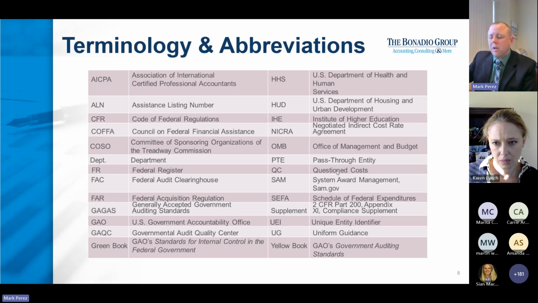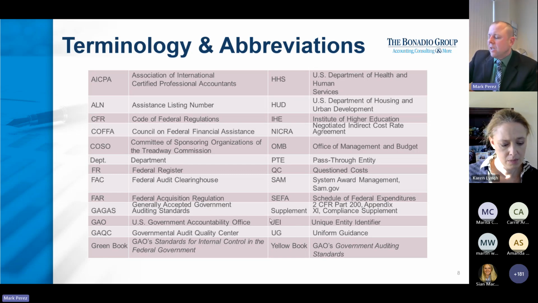QC, questioned costs, particularly any issues or findings that the auditors may identify. The SEFA, which I already mentioned, the Schedule of Expenditures of Federal Awards, that's the listing for each dollar of federal expenditure spent by an entity within its reporting period.